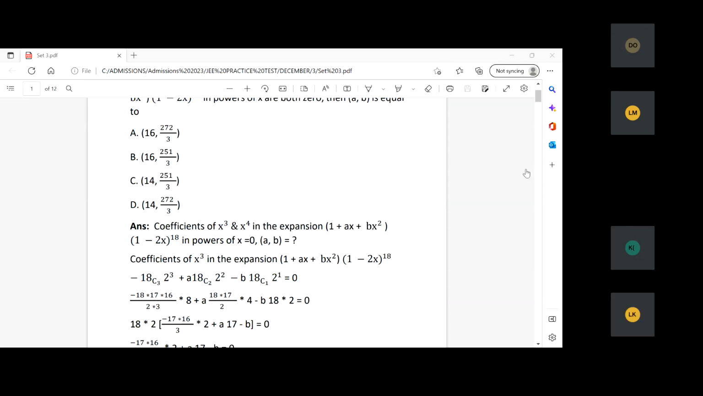So I'll just check in the options. Have any students completed it? I'm waiting for your replies in the chat box. Then we'll start discussing this question again.